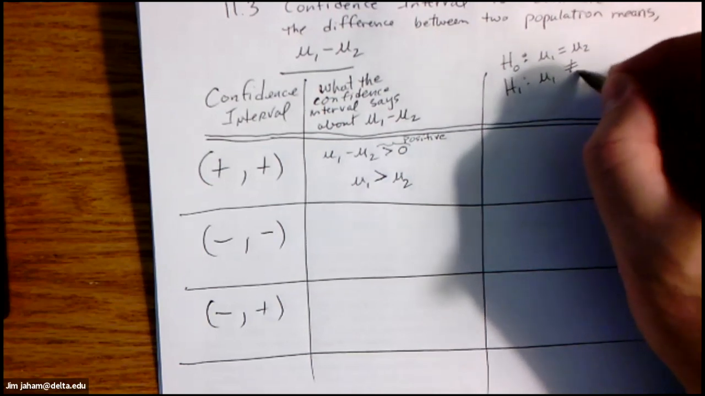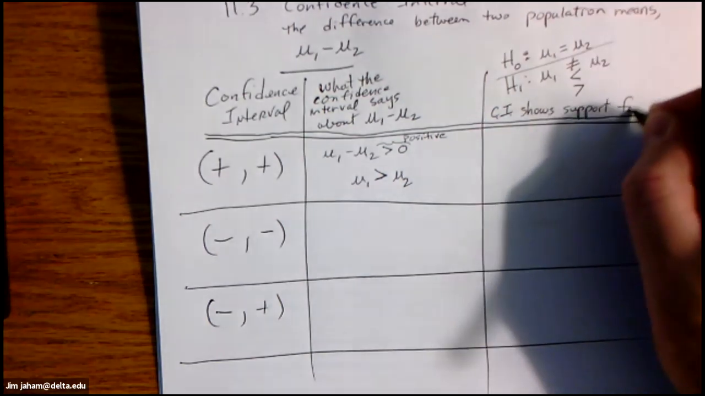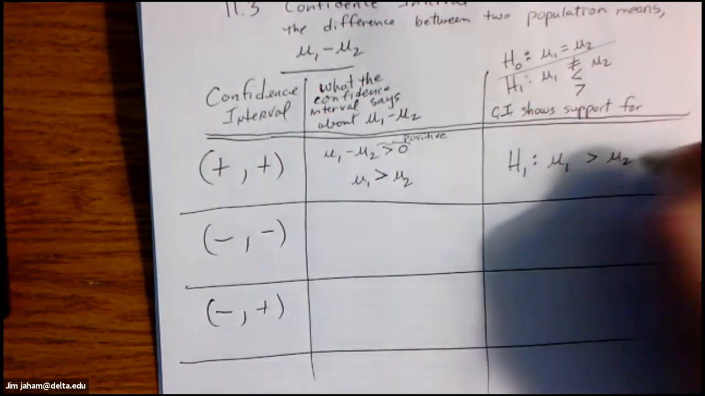And the null is mu1 equals mu2, which is what we always have. And the alternative is going to be mu1 is not equal to, less than, or greater than mu2. So the confidence interval shows support for the alternative hypothesis, mu1 greater than mu2.